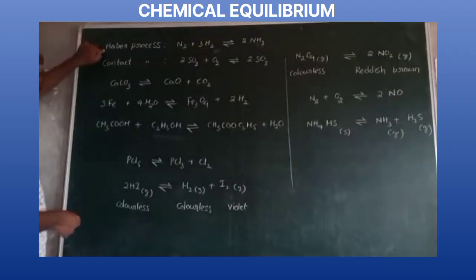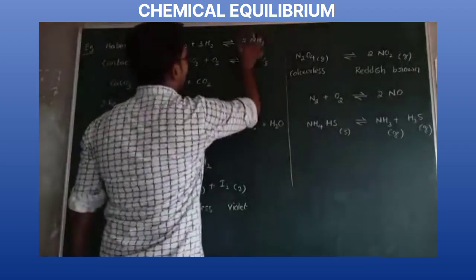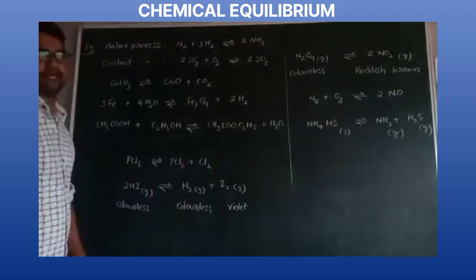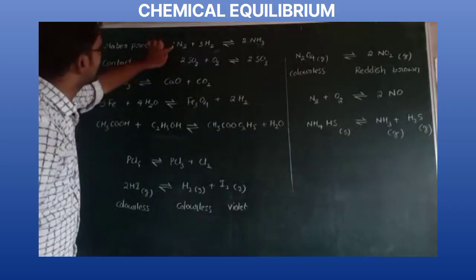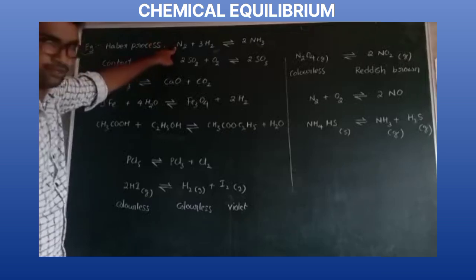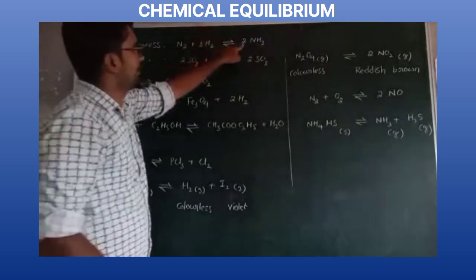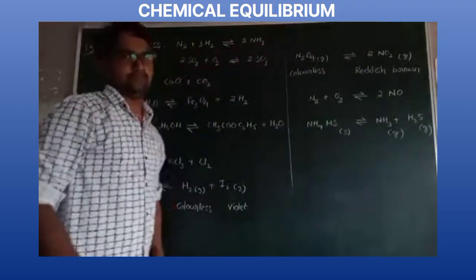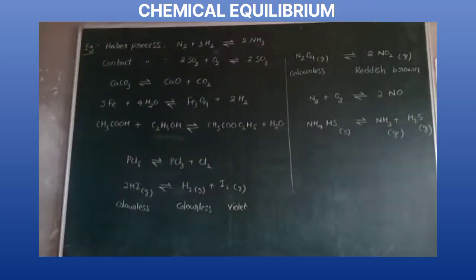First one, Haber process. In the Haber process, ammonia is prepared. How is it prepared? 1 mole of N2, where no number means 1, reacts with 3 moles of H2. It gives 2 moles of ammonia. And a reverse reaction is also possible. So ammonia preparation in the Haber process is a reversible reaction.